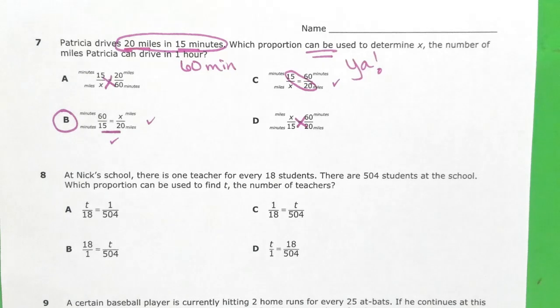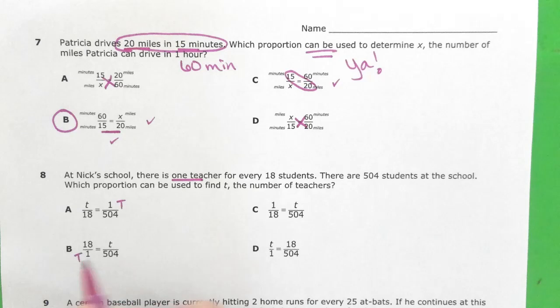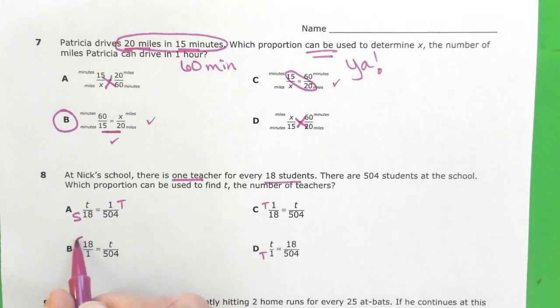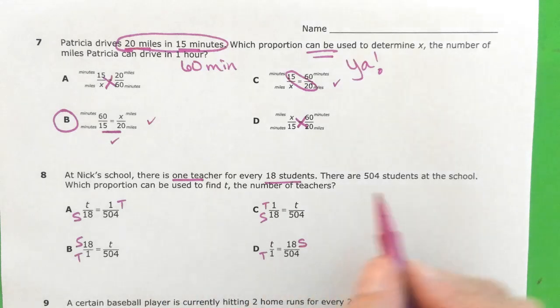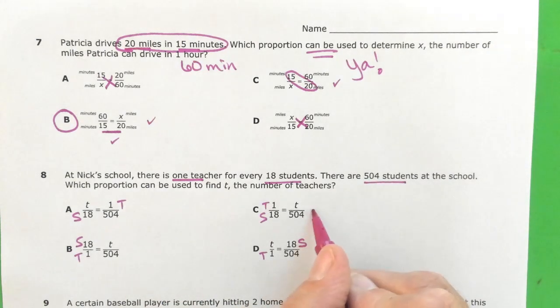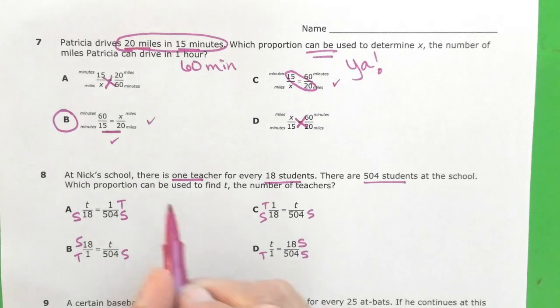Ta-da! Number 8. At Nick's school, there is one teacher for every 18 students. So I know all the ones are teachers. So put a T next to all the ones. And 18 are the students. So put an S next to all the 18s. Okay, and we know that there are going to be 504 students at the school, so 504 are all students as well, pretty much. Which proportion can be?